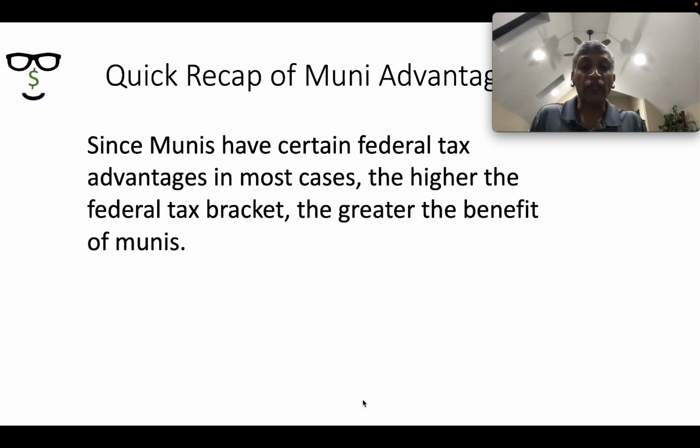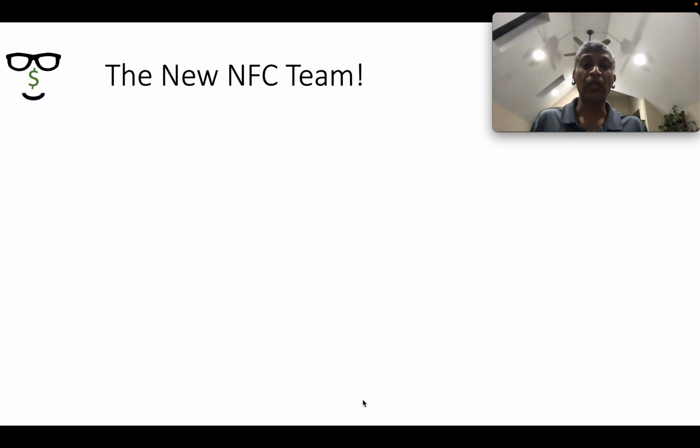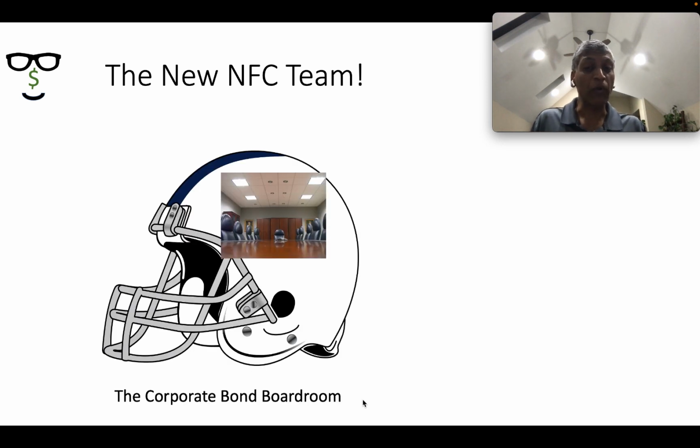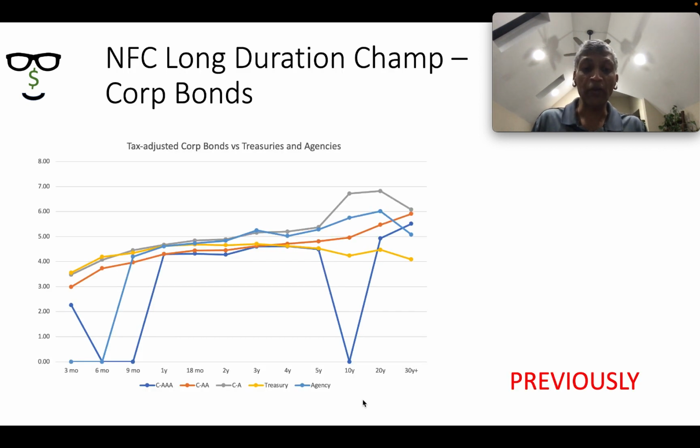Now, as we saw, in certain cases, munis are state taxable. However, your federal income tax is the bigger number. And so the higher your federal tax bracket, the better munis will look to you. And at a much lower federal income tax rate, munis really are not going to be advantageous for you. And so we then introduced corporate bonds a few weeks ago and said, okay, let me put corporate bonds on top of that and compare those.